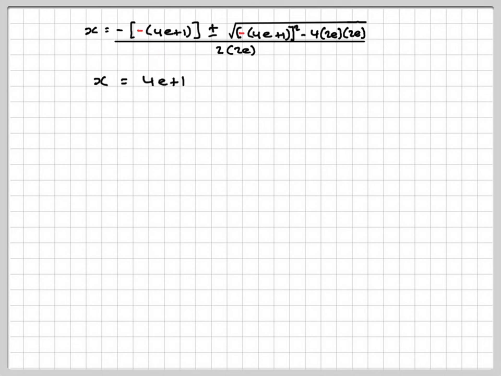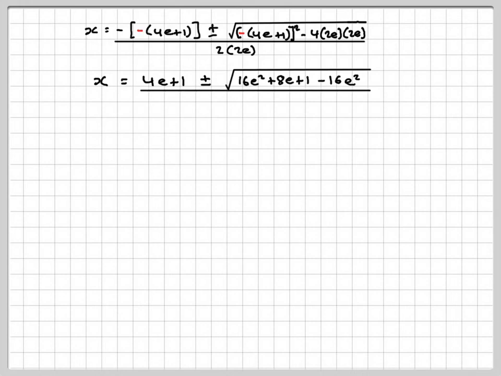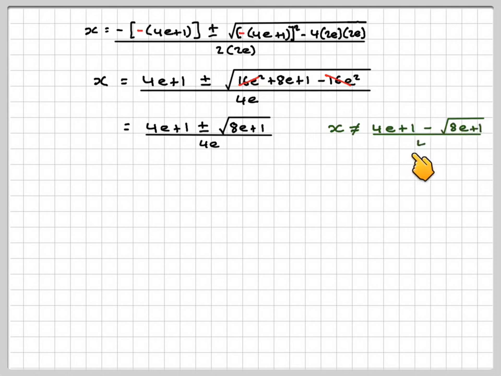We get 4e plus 1, plus or minus the square root of (4e plus 1) all squared. So square root of 16e squared plus 8e plus 1, expanding that, minus 4 times 2e times 2e gives me minus 16e squared, over 4e. Now the 16e squares will cancel out, so we get 4e plus 1 plus or minus the square root of 8e plus 1, over 4e, except we should note here that 4e plus 1 minus root of 8e plus 1 over 4e cannot be equal to x, because x has to be greater than 1.